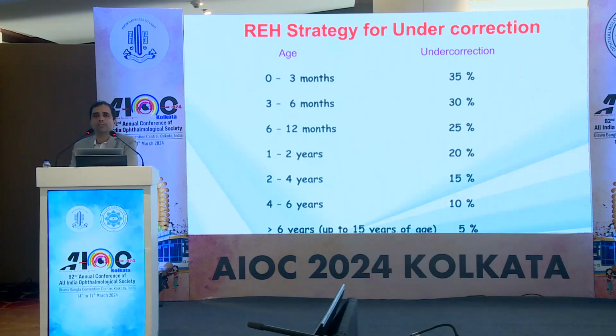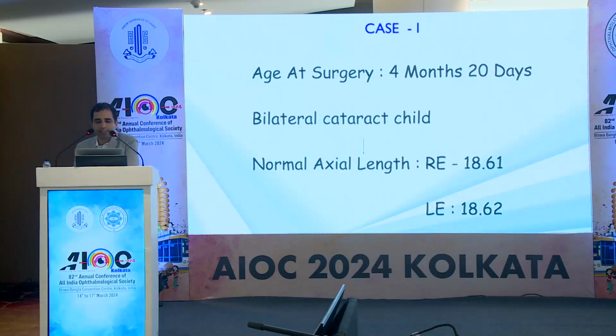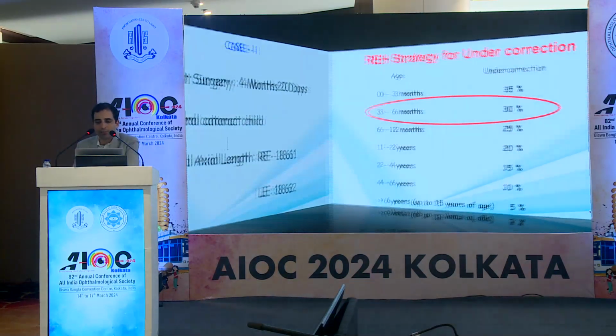We've developed our own strategy with our own database, and this is something that we follow: for very young children, less than 6 months, we undercorrect by 30 to 35%. And as they grow older, we tend to undercorrect them lesser and lesser. And anything more than 6 or 7 years, we hardly undercorrect them. So let's take this case, for example. Age of surgery of this child was 4 months and 20 days, bilateral cataract, and had normal axial length for the age, 18.6 mm in both eyes.